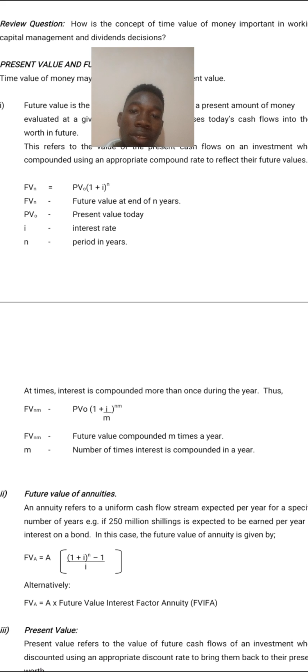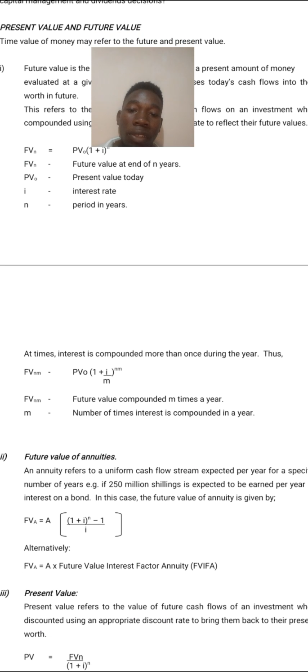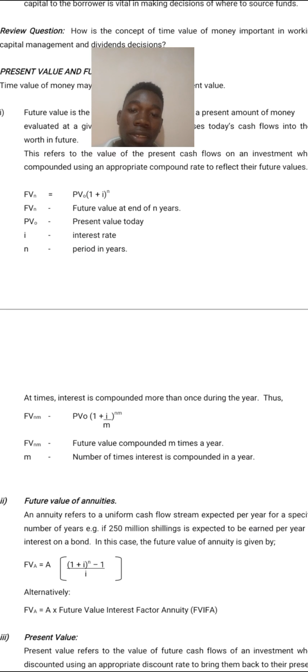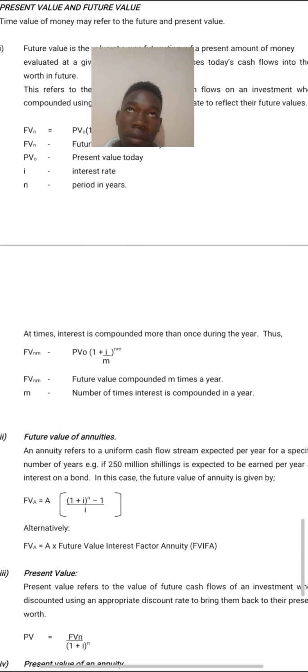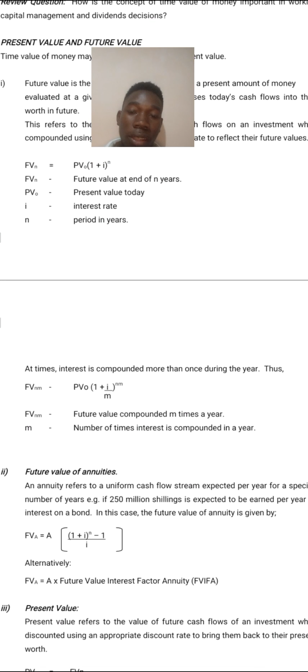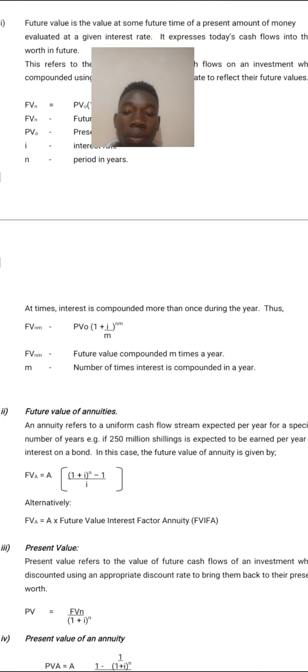If it is semi-annually, interest is compounded 2 times in a year. If it is weekly, it is compounded 52 weeks in a year. Semi-annually, it is 2 times; quarterly, 4 times; then weekly, 52 weeks; and then they may say monthly, those are 12 months in a year. Therefore, this is the formula you go with.